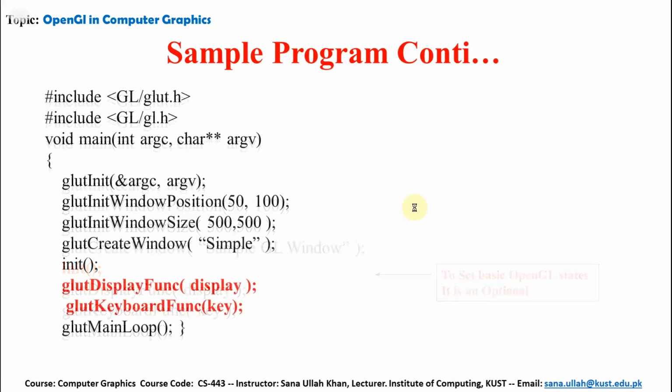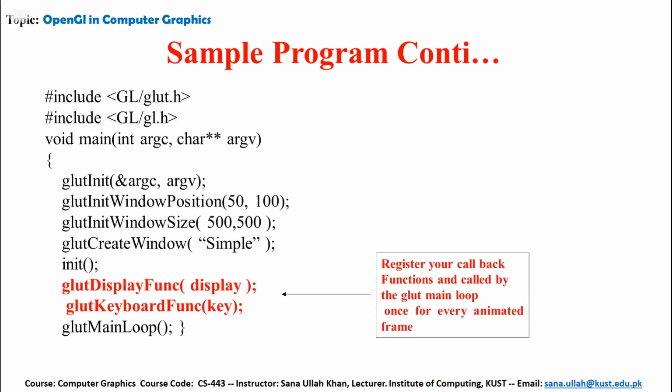After that, there are some functions which are called glut callback functions. We will discuss them in this lecture later on. So register your callback functions, which are called by the glut main loop once for every animated frame. If you want to display something on the screen, then registering the display callback function is compulsory. If you want to handle events like a key press, then registering the keyboard function is compulsory.